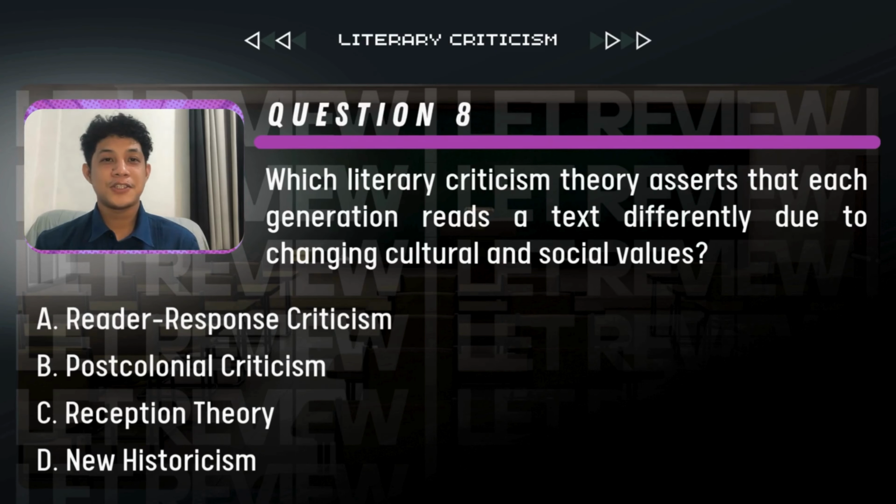Alright, for question number 8: which literary criticism theory asserts that each generation reads a text differently due to changing cultural and social values? It is A, reader response criticism, B, postcolonial criticism, C, reception theory, or D, new historicism. So alright, again, future LPTs, I'll give you 10 seconds to choose the best or correct answer for this question.